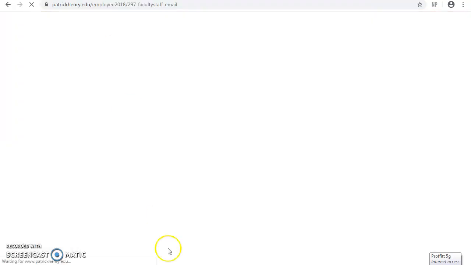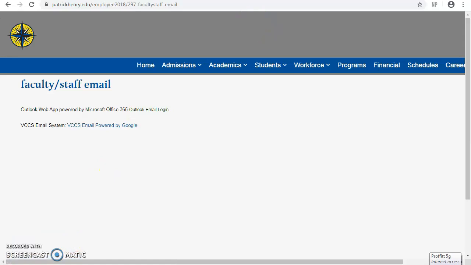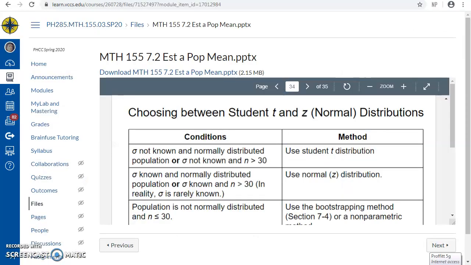Let me see if I can find it. It's on Canvas. I'll find it one of these days. There it is. This is just off of Canvas, and it's our 7.2 PowerPoint, and I've scrolled all the way. I believe it's one of the last slides on the PowerPoint. It sort of gives you a summary. It says choosing between the student t and the z normal distributions. And it tells you what conditions and for which distribution you're going to use.